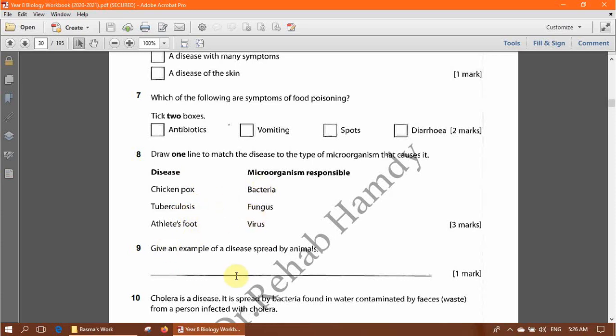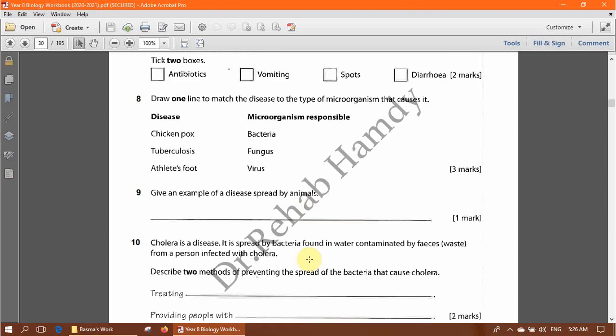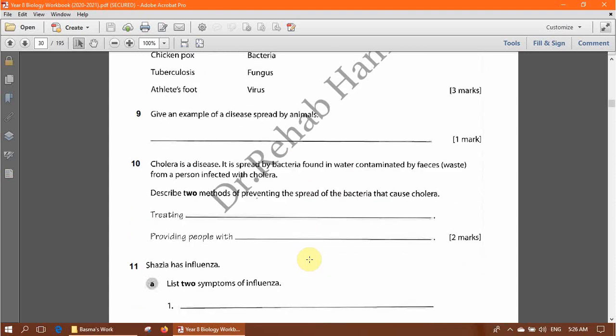Give an example of a disease spread by animals. So it's like the rabies, which is spread by the dogs, or the malaria, which is spread by mosquitoes. The cholera is a disease. It's spread by the contaminated water, the water that contains feces or waste from a person infected with cholera. So the water will contain the bacteria.